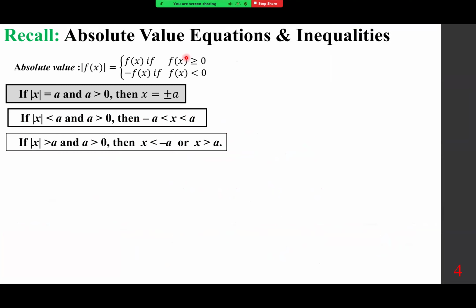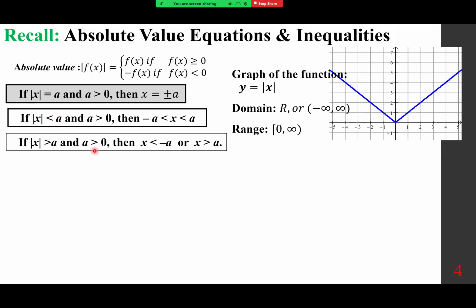Absolute value equations and inequalities. The absolute value of f of x is defined as f of x if f of x is greater than or equal to zero, and minus f of x if f of x is less than zero. Absolute value of x equals a results in x being plus or minus a, as long as a is positive. Absolute value of x is less than a, x is sandwiched between minus a and a as long as a is positive. And absolute value of x larger than a, x is less than minus a, or x is larger than a if a is positive.